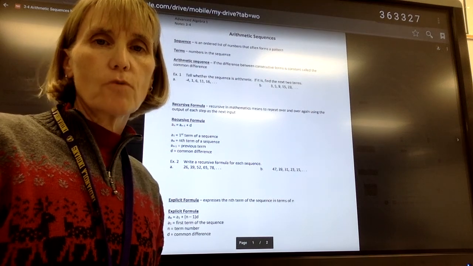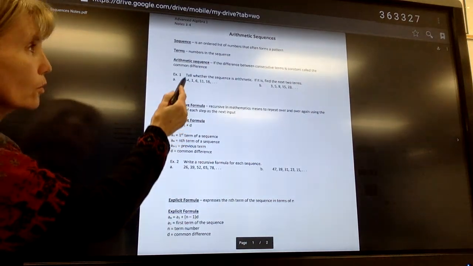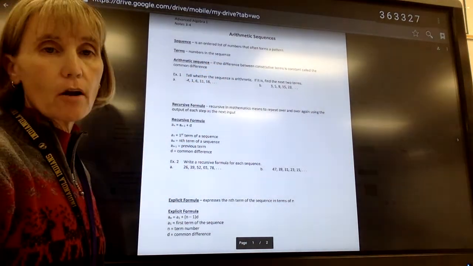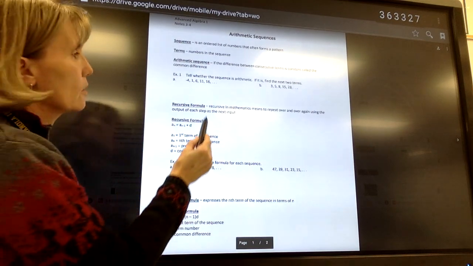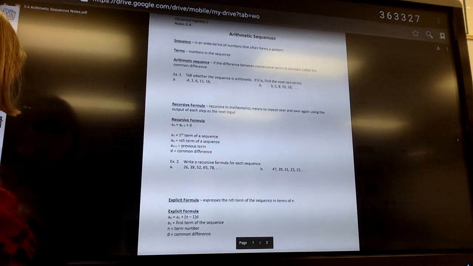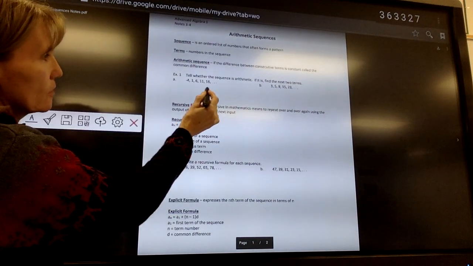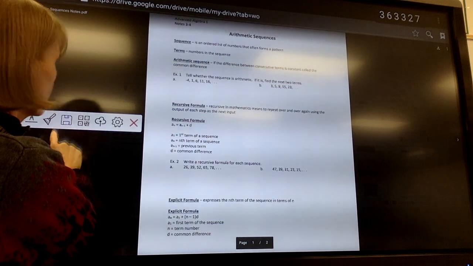Topic 3, Section 4, and it's called Arithmetic Sequences. A sequence is an ordered list of numbers that often form a pattern. Terms are the numbers in the sequence. So you see an example 1 here. You see an example of a sequence of numbers. It's just a list of numbers. We would say that each one of these is a term in the sequence.